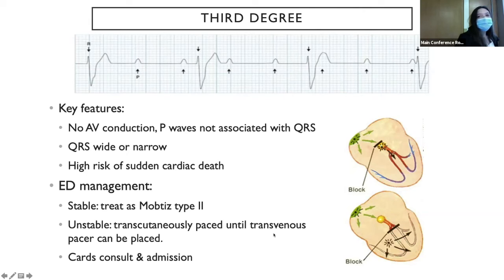There's a few cases where, for example, if it's caused by Lyme infection, they can recover. Or if it's caused by AV nodal blocking agents, then removing those agents can sometimes help them recover, but most of the time patients are going to need permanent pacers. And again, cardiology consult and admission.